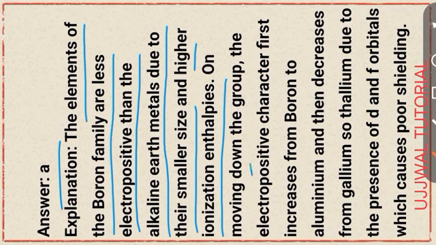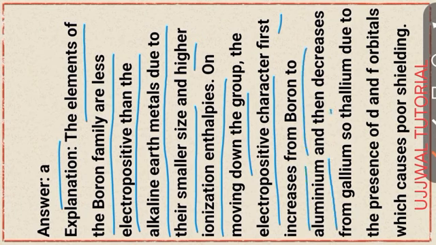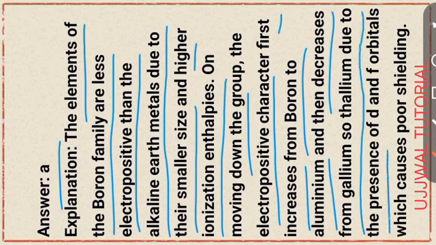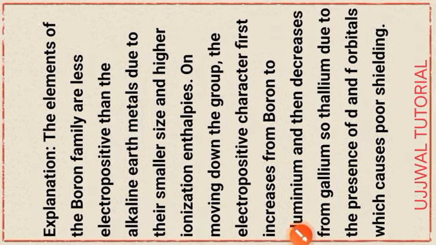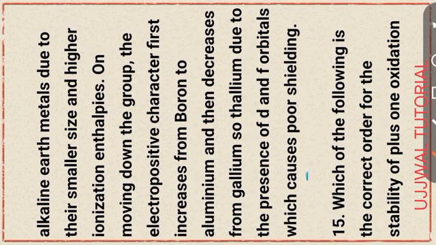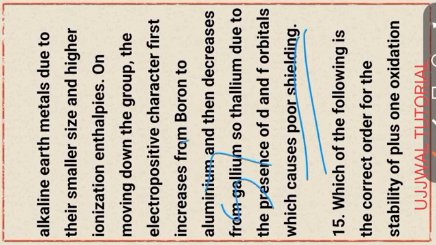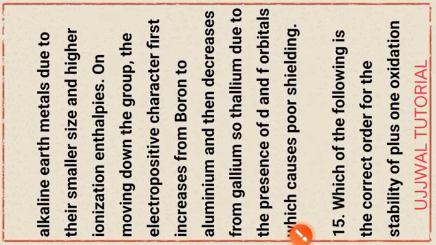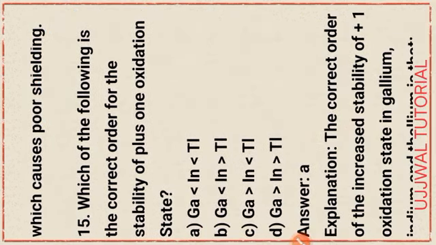On moving down the group, the electropositive character first increases from boron to aluminum and then decreases from gallium to thallium, due to the presence of d and f orbitals, which cause poor shielding effect. The order of shielding is s greater than p greater than d greater than f. Next question, question number 15.